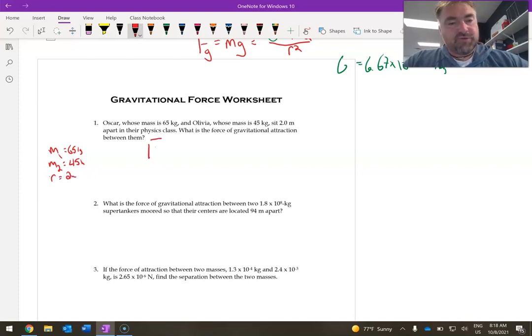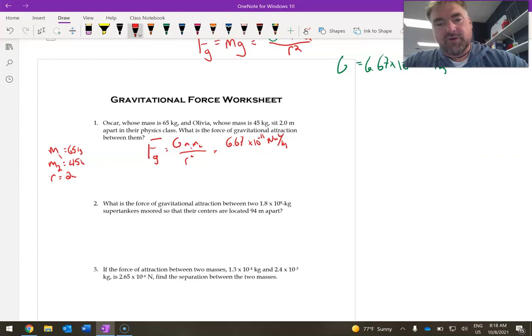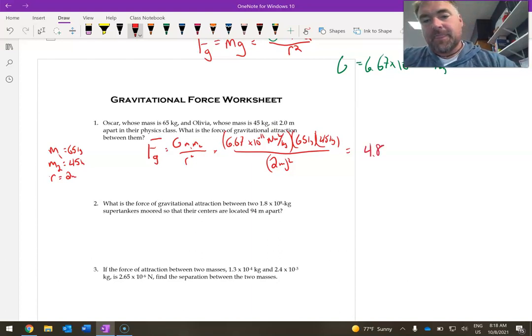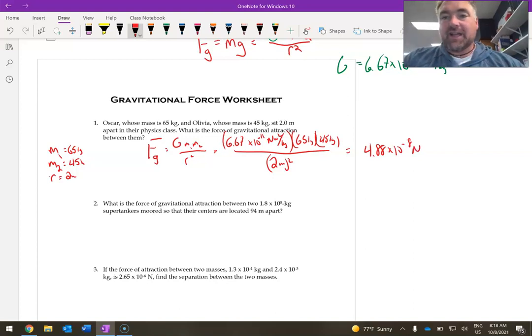Force of gravitational attraction, so we're going to use F sub G is equal to big G, M1, M2 all over R squared. So 6.67 times 10 to the negative 11th Newton meters squared over kilograms squared times my two masses, so 65 kilograms times 45 kilograms. And we're going to divide that by the distance between them. Don't forget the square. And when you do that, you're going to get, I've got to jump over to my answer key, 4.88 times 10 to the negative 8th newtons. So the force of attraction between them is not huge, which you would expect. Relatively small masses, only 2 meters apart, you'd expect it to be relatively small.